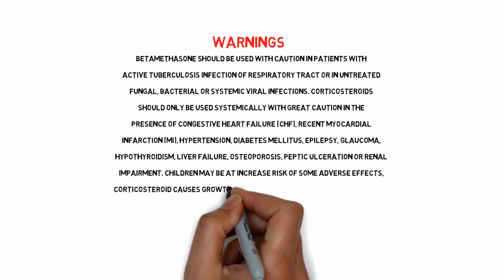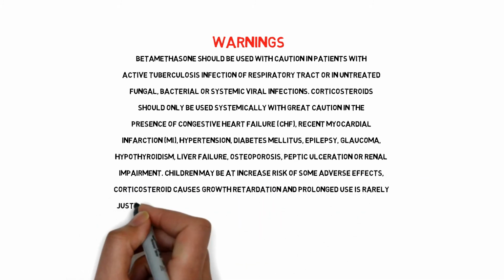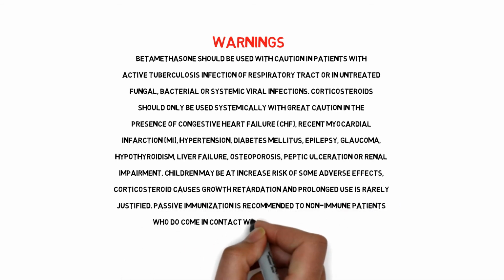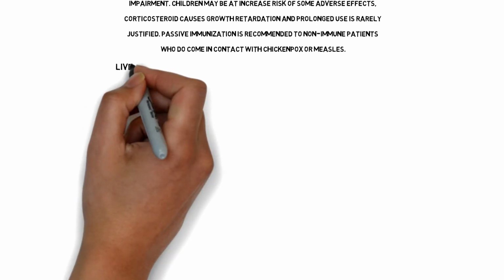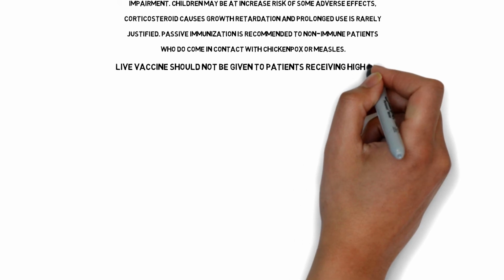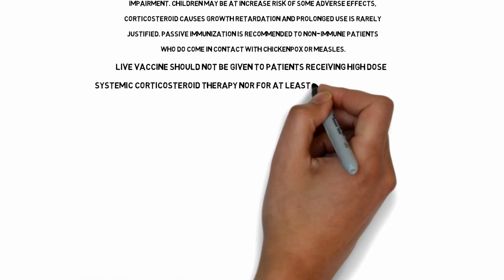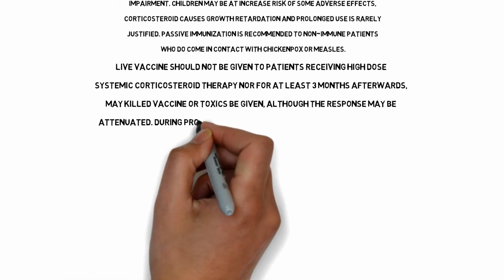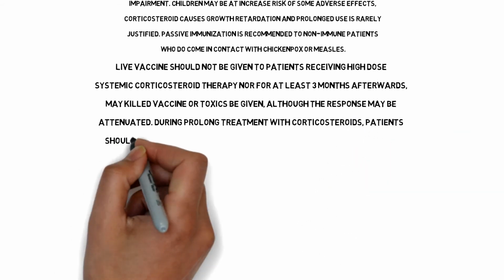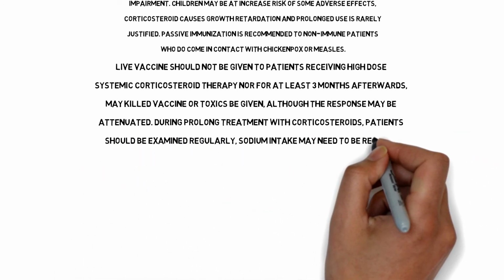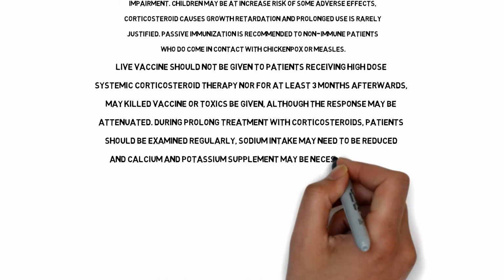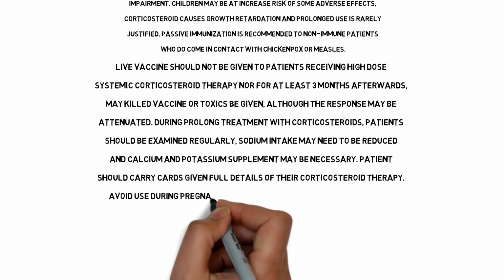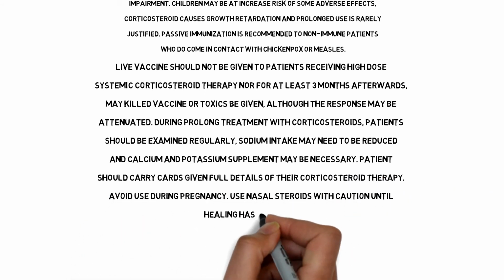Corticosteroid causes growth retardation and prolonged use is rarely justified. Passive immunization is recommended for non-immune patients who do come in contact with chickenpox or measles. Live vaccine should not be given to patients receiving high-dose systemic corticosteroid therapy, nor for at least 3 months afterwards. Killed vaccines or toxoids may be given, although the response may be attenuated. During prolonged treatment with corticosteroids, patients should be examined regularly. Sodium intake may need to be reduced and calcium and potassium supplements may be necessary. Patients should carry cards giving full details of their corticosteroid therapy.